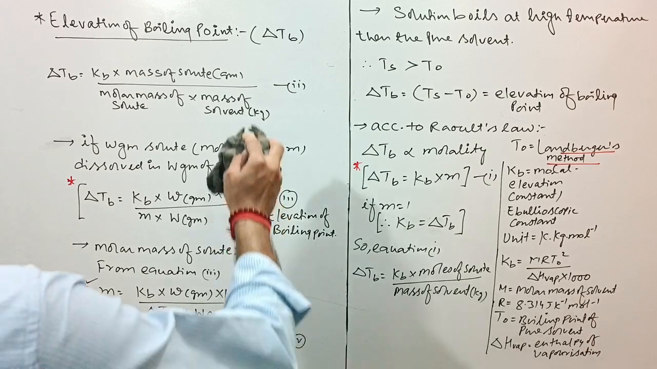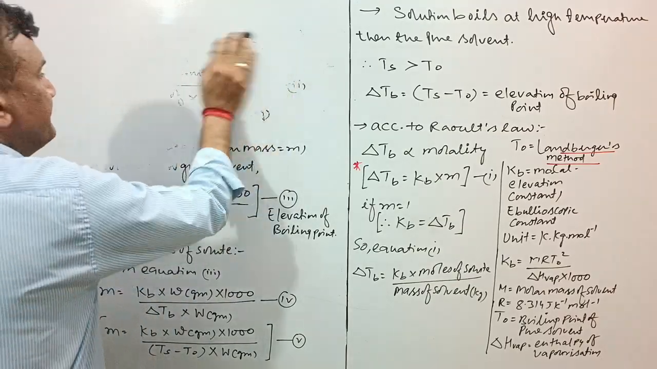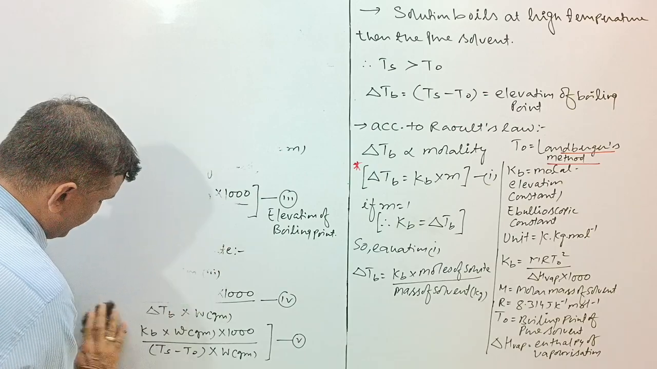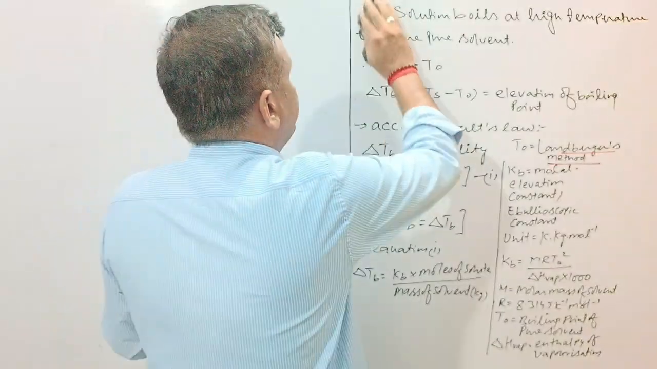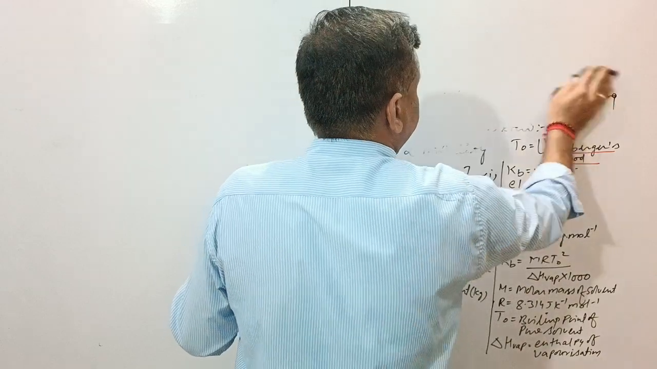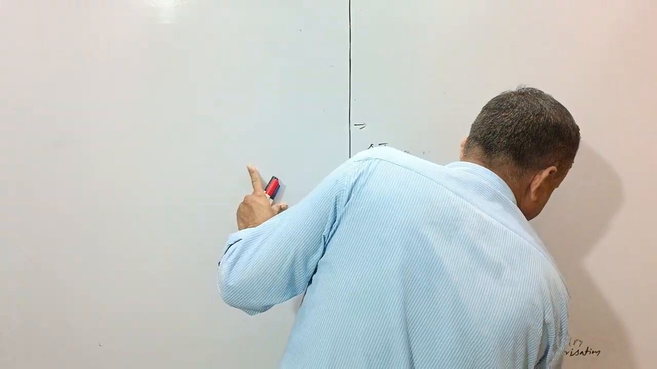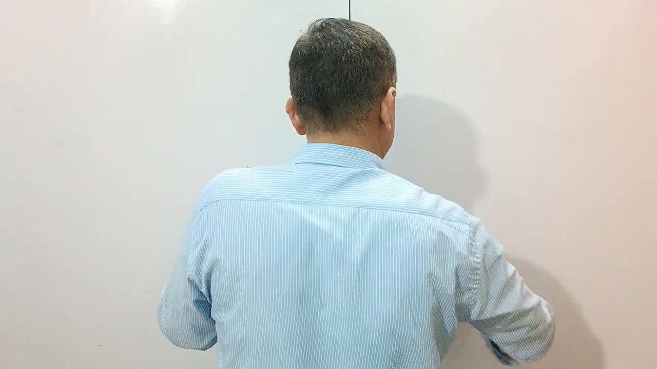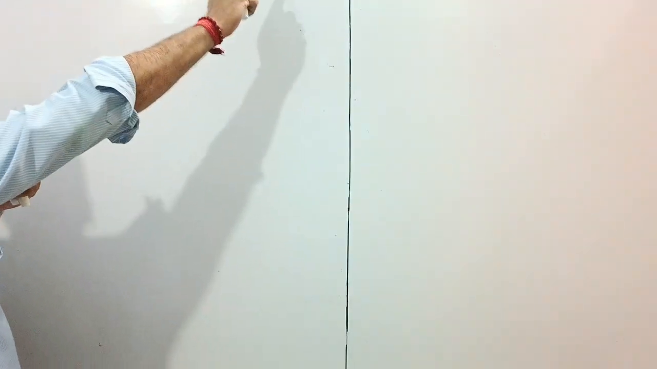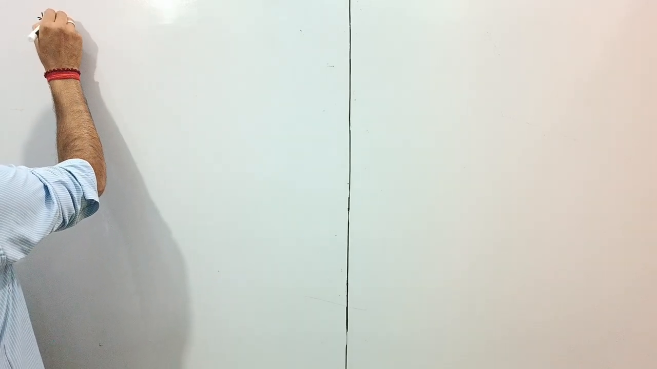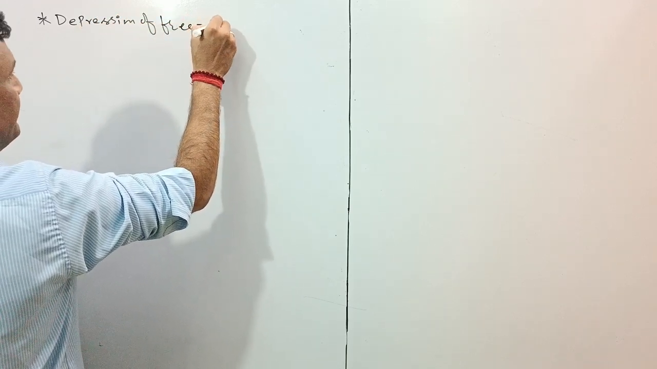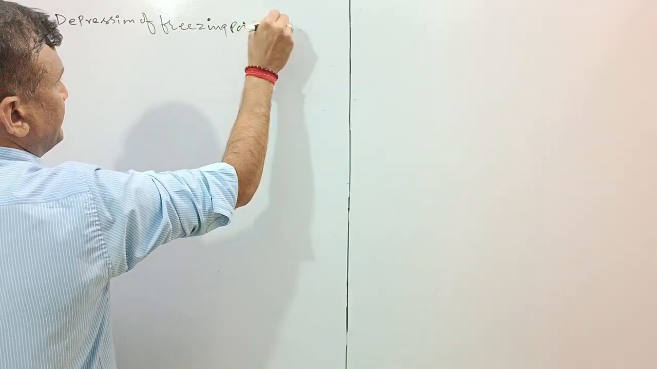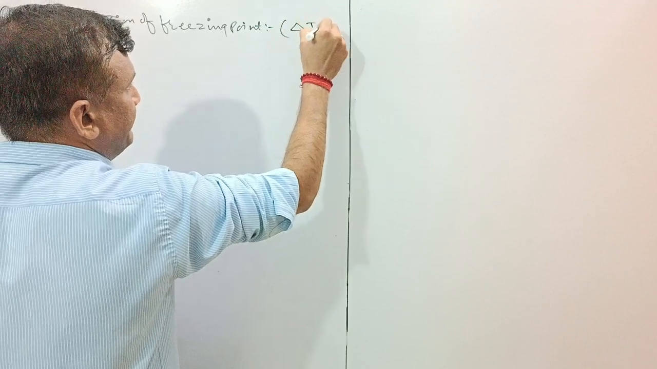Now the time to discuss the third important colligative property, that is the depression of freezing point, or depression in freezing point, you can say either. So this is the third property, depression of freezing point, denoted by delta Tf.